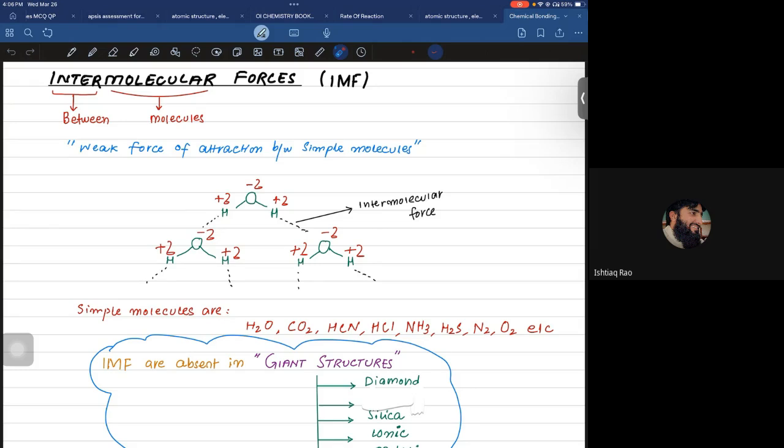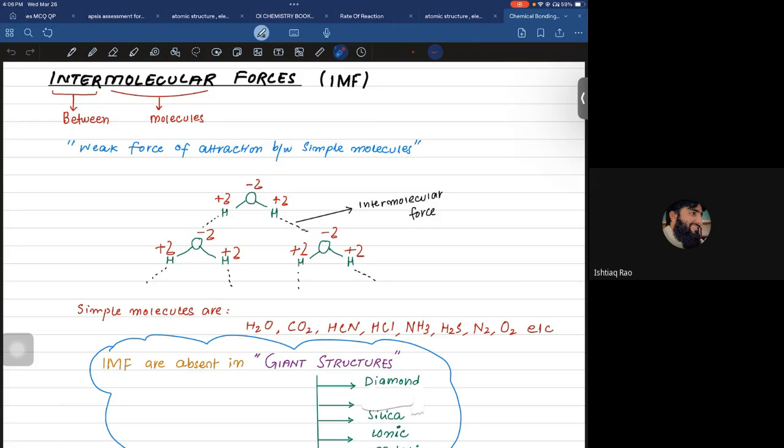Of course, this force of attraction is a weak force as compared to ionic bond, as compared to metallic bond, as compared to covalent bond. So it is quite weak compared to those, but of course we also have to decide which one is a stronger intermolecular force and which one is the weaker intermolecular force.